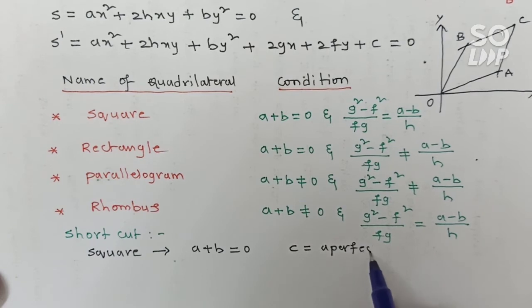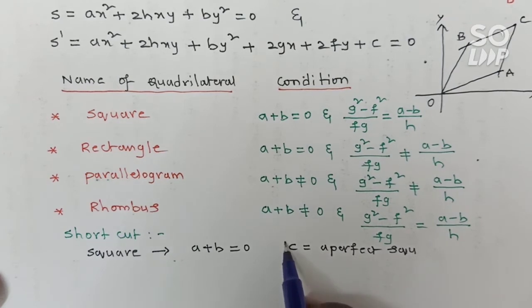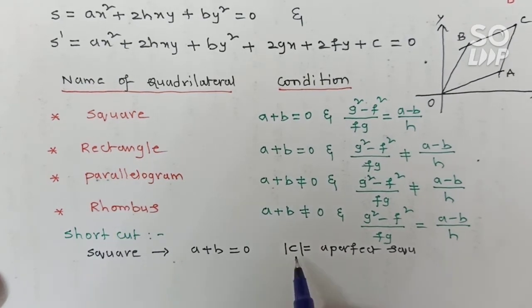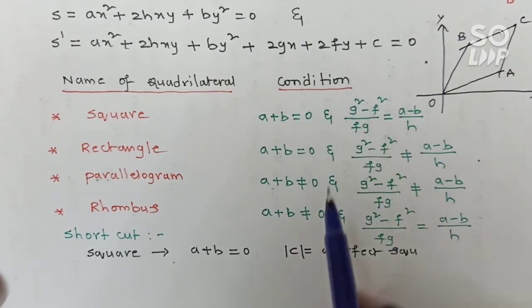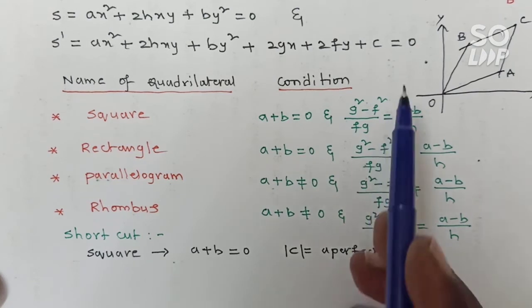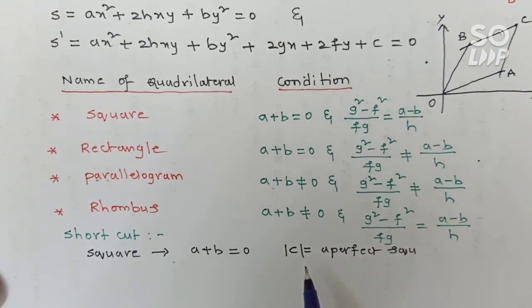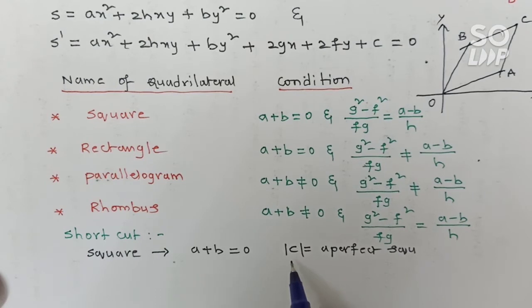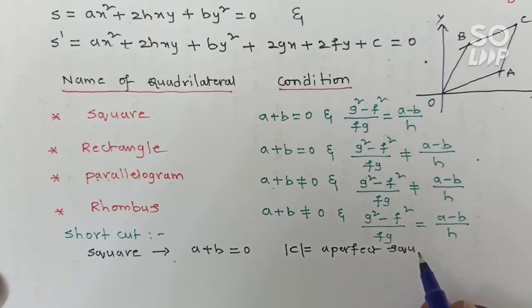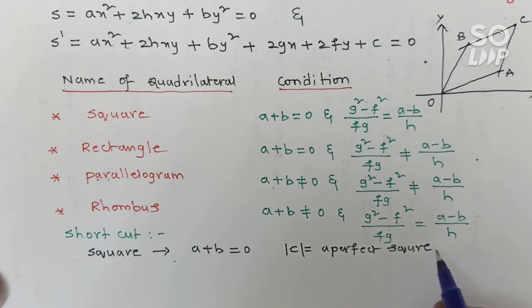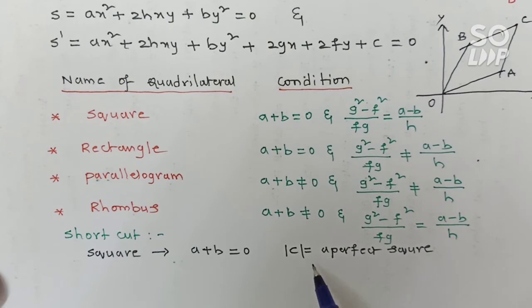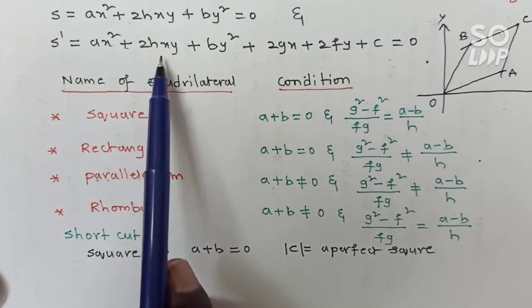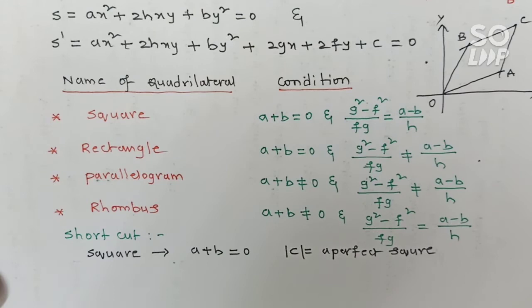Irrespective of the sign, you write the modulus of c, because c will sometimes be positive and sometimes negative. If the modulus of c is a perfect square, then it becomes a square. Compared to the earlier conditions, this is very simple; just by looking at both equations you can tell the answer.